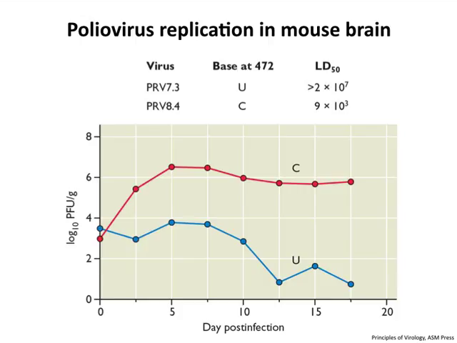This change also affects replication. So here's another way you can measure the virulence by replication in the brain. So we're looking at the amount of virus per gram of brain with time after infection. And you can see viruses with a C replicate after inoculation, and that correlates with their paralysis-inducing potential. And viruses with a U are cleared from the brain. They do not replicate.